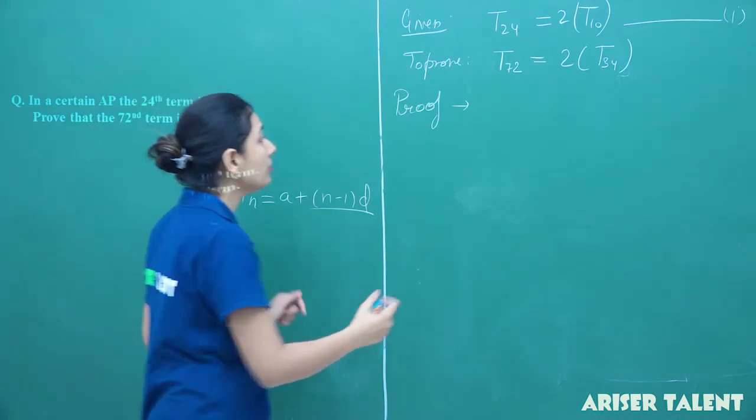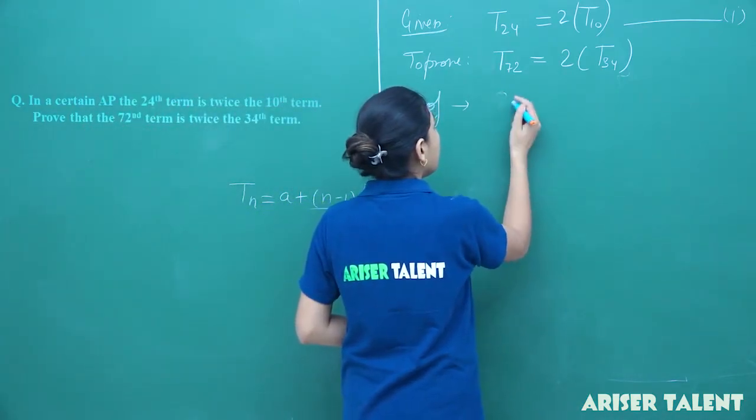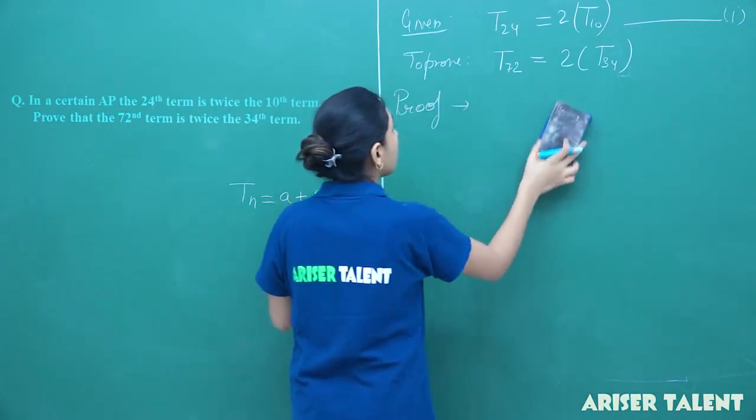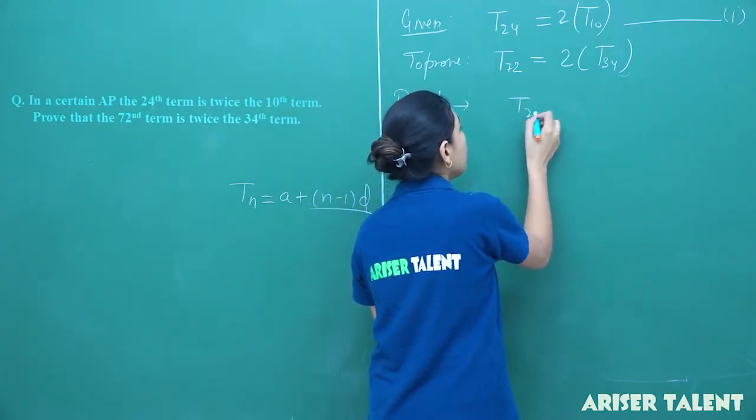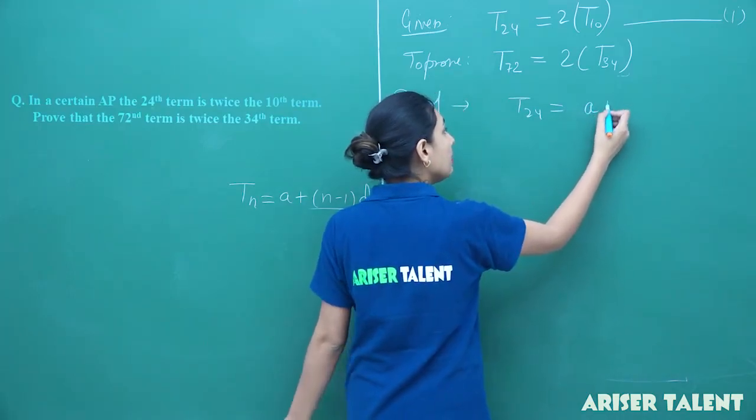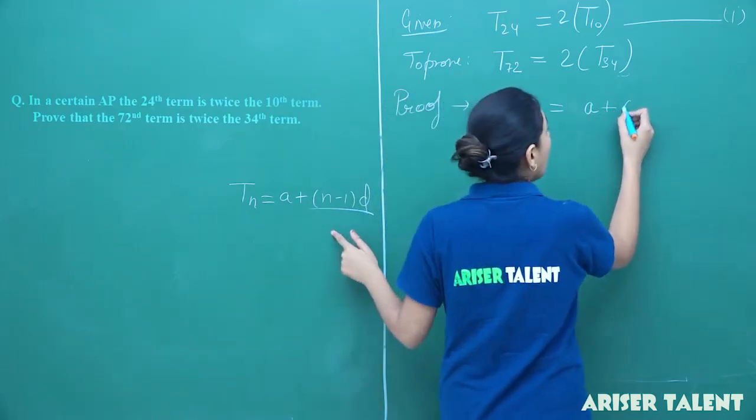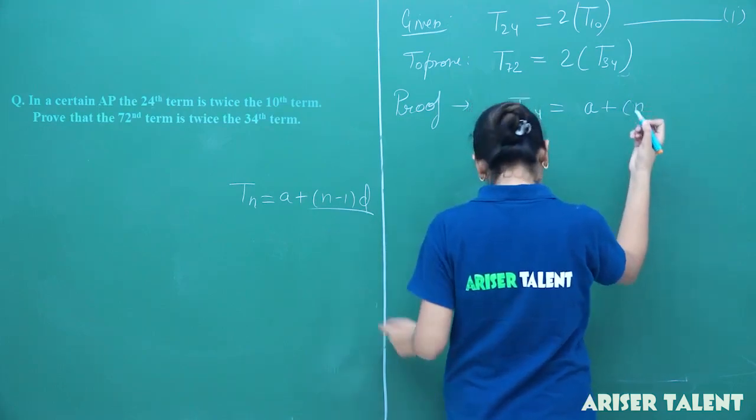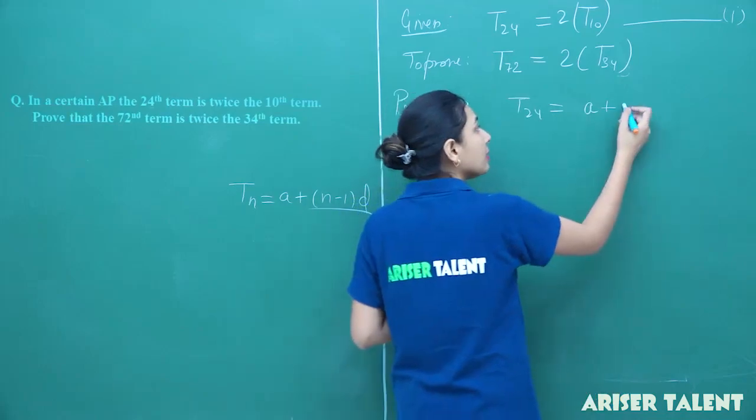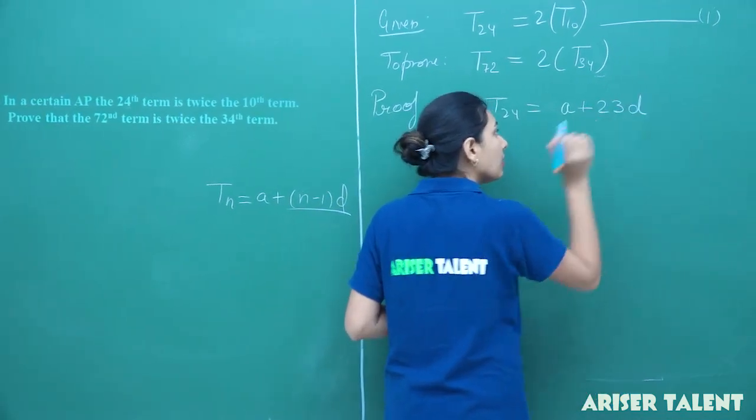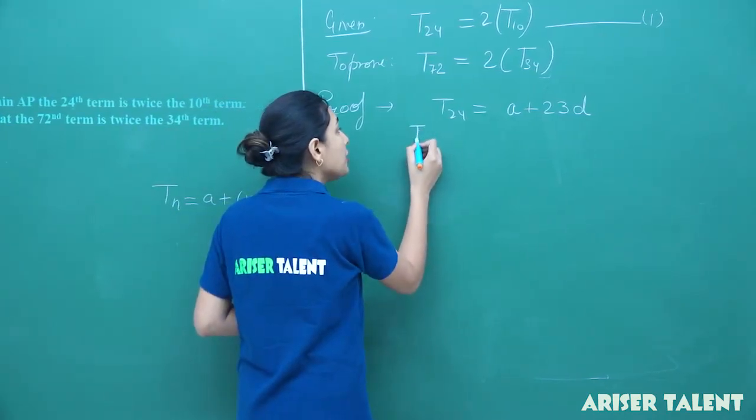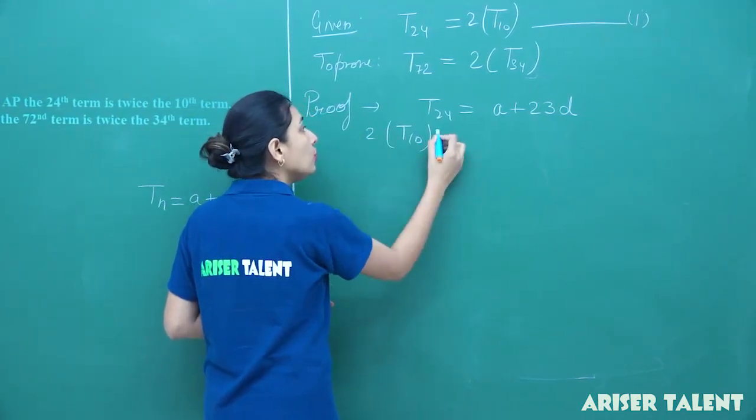Okay. So T24, by this formula, we can write a plus (n minus 1), now n is 24, so can I directly write 23 here? 23d. Okay. Now T10 multiplied by 2 is equal to what?